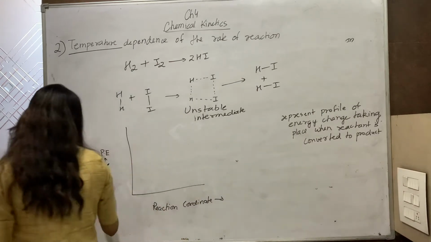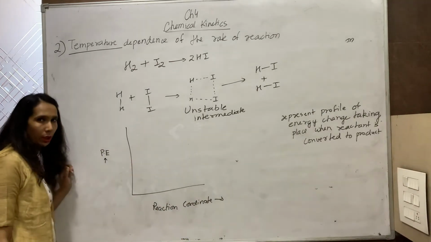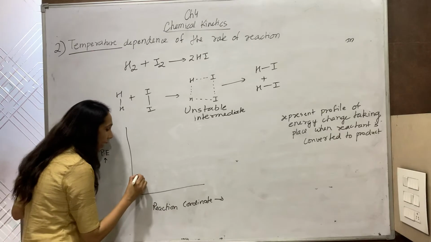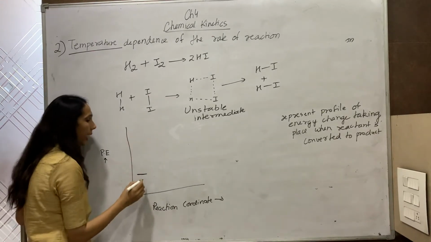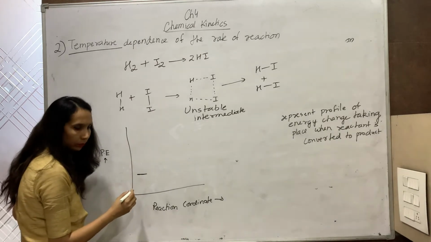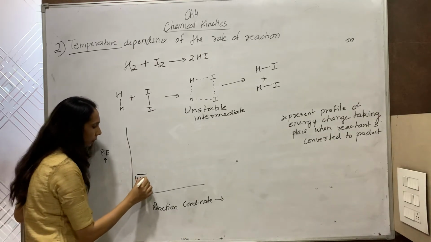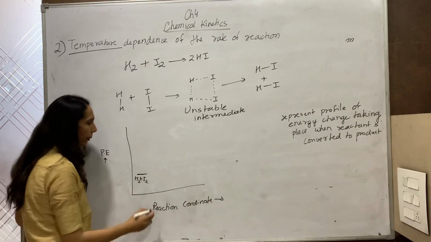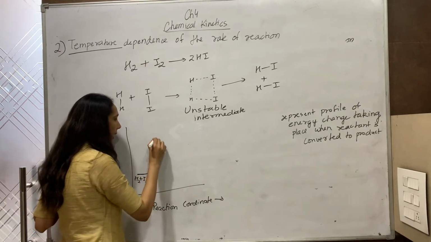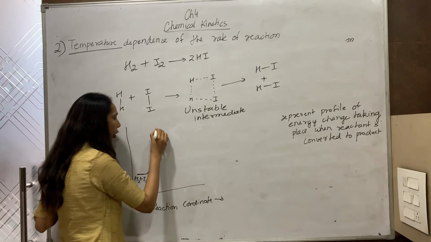Now let us see potential energy, and this is the reaction coordinate. This is the potential energy of the reactants H2 and I2. Now they combine and form the intermediate, and this is the energy of the intermediate.